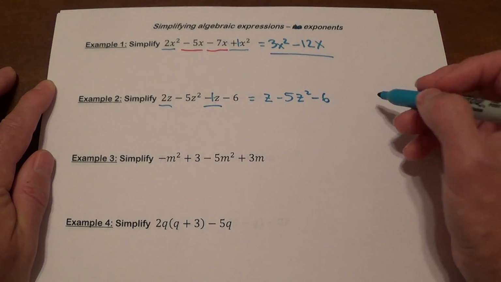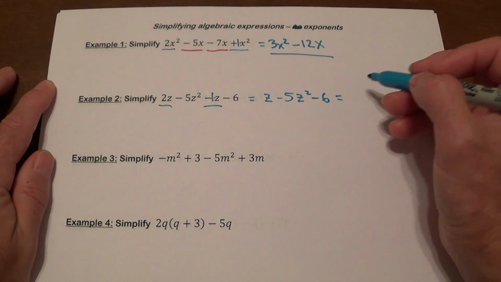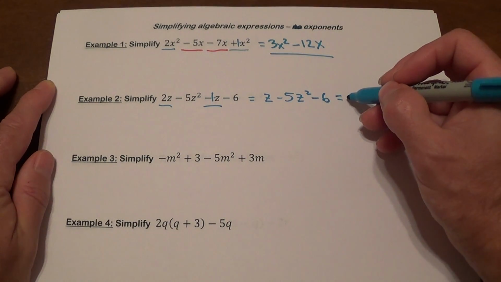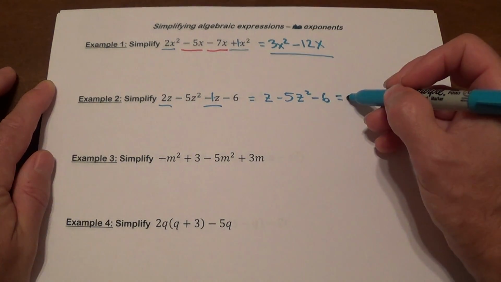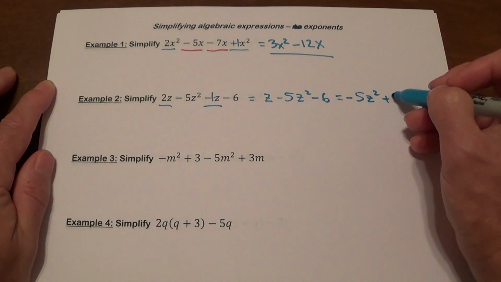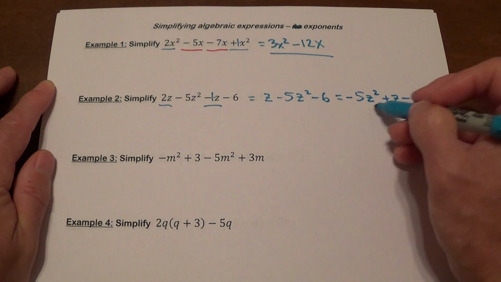This is actually acceptable, but usually the standard form of a polynomial, because that's what it is, is going to start with the highest degree and go down. So minus 5z squared plus z minus 6.